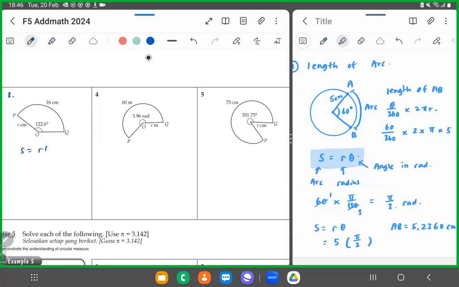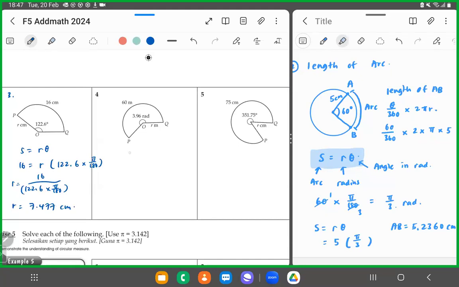S equals R theta. 16 equals R theta, where theta is 122.6 in degrees, so change to radians, times pi over 180. So radius equals 16 over 122.6 times pi over 180. So this radius is 7.477 cm.